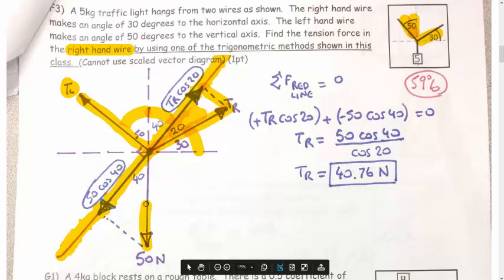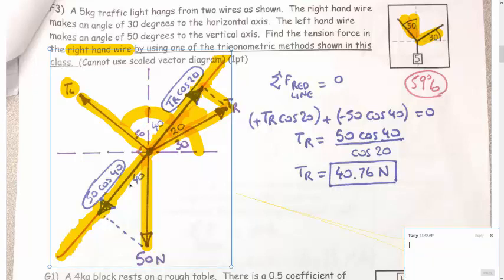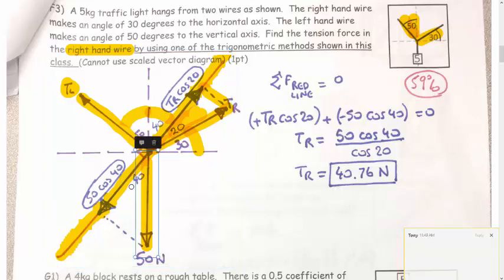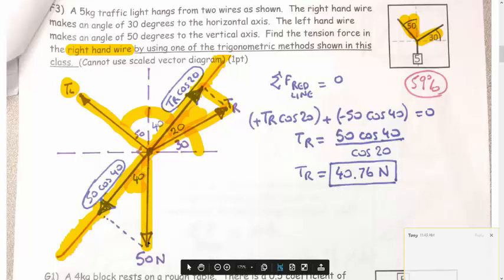the 50 Newton vector, and again using geometry I can see that the angle between the vector component along the axis and the weight is 40 degrees, and again I'm using a hypotenuse and an adjacent, so I can say this is 50 cosine 40.